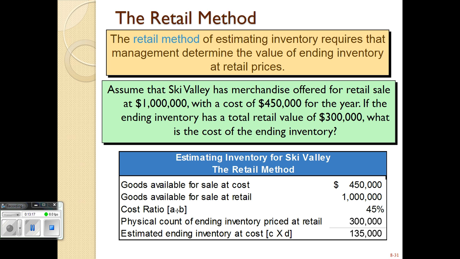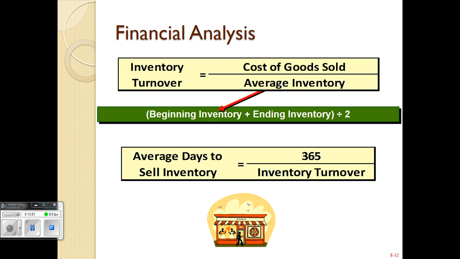I then have taken a physical inventory count of 300 grand at retail, and I've come up with an estimated inventory at cost of 300 grand times 45%, or 135. In the event of a fire, I could have figured out all these numbers and kind of worked backwards into them. So I can do just like I did with the gross profit method. I can figure out what was lost in a fire, using the retail method. It's a little bit more complex, but it can be determined.